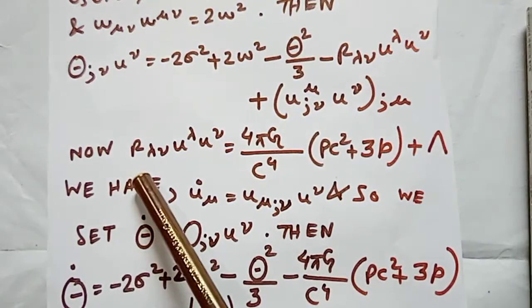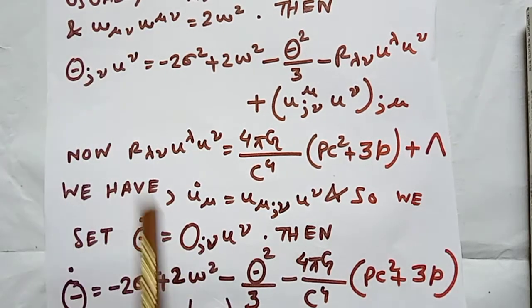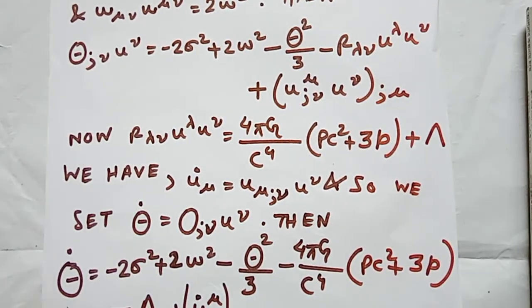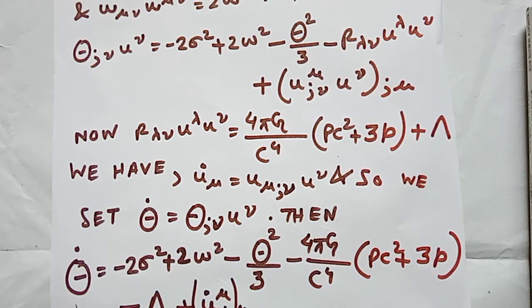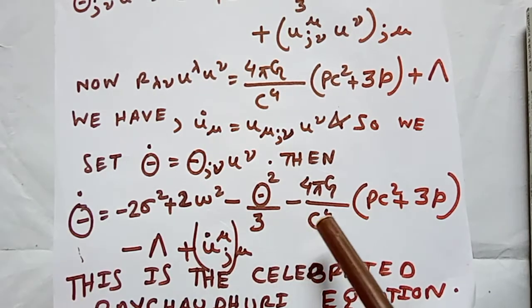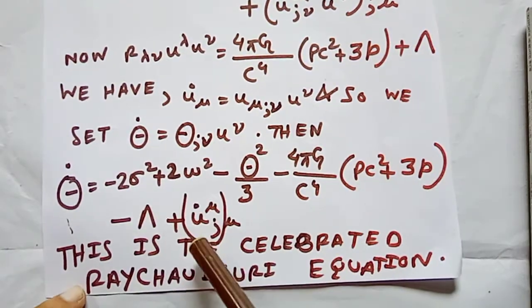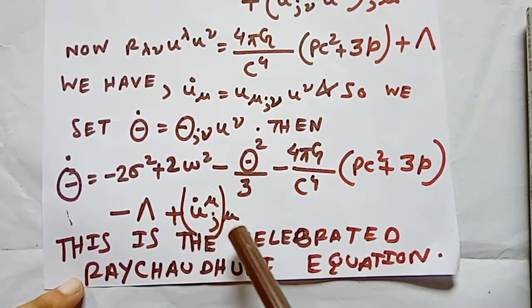And we have, from this upper equation, R_{λν} u^λ u^ν equal to 4πG/c^4 (ρc² plus 3p) plus Λ. Now we have u̇_μ equal to u_{μ;ν} u^ν. We have said θ dot, the whole θ dot. This is the whole equation for θ dot. Then we have θ̇ equal to minus 2σ squared plus 2ω squared minus 1/3 θ squared minus 4πG/c^4 (ρc² plus 3p) minus Λ plus the covariant derivative of u̇^μ.